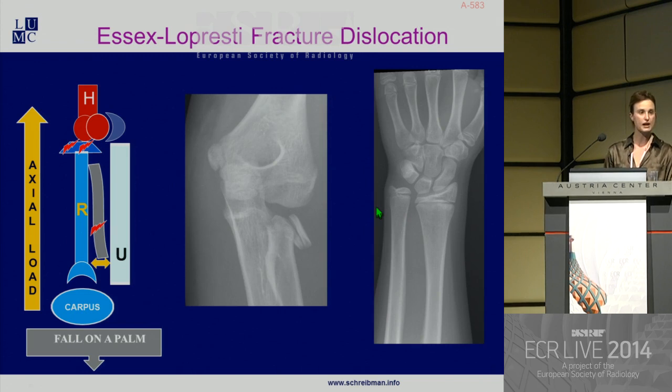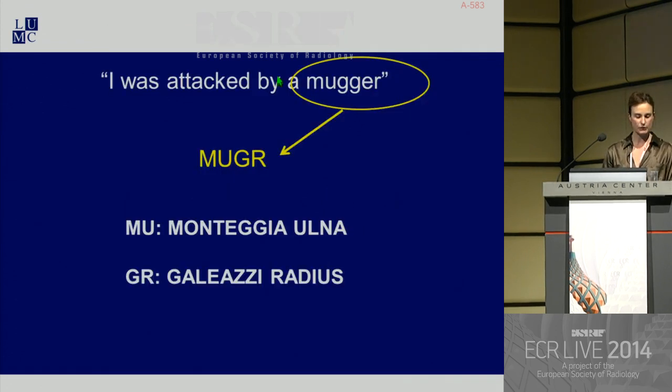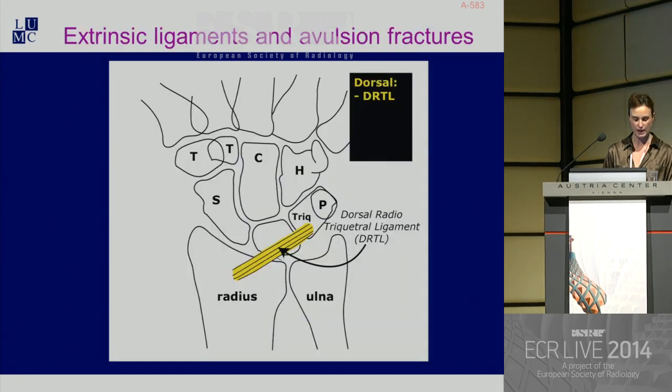So these names are, in many cases, complicated, but if we try just to remember what's happening, if we remember "I was attacked by a mugger", so the fracture of the Monteggia is a fracture of the ulna, and the Galeazzi fracture is the fracture of the radius. This can also help us just to remember more these complicated names.